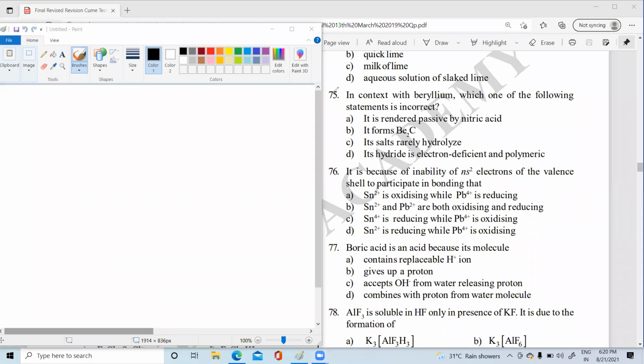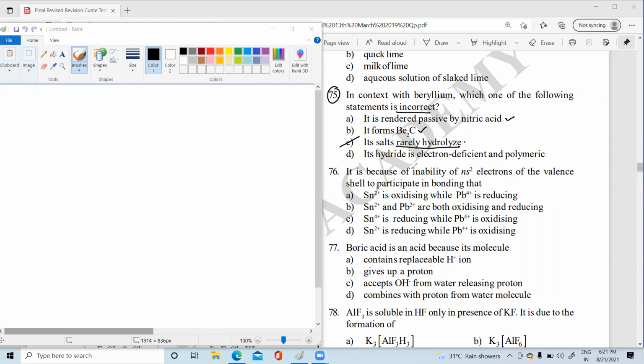Next, students, question number 75. In context with beryllium, which one of the following statements is incorrect? As we know very well, beryllium and aluminum are rendered passive by nitric acid. This is a correct statement only, and it forms beryllium carbide, also a correct statement. And its salts are rarely hydrolyzed. This is not a correct statement. Usually they are hydrolyzed. This is the wrong statement. They have asked for the incorrect statement. So option C is the correct option for 75.